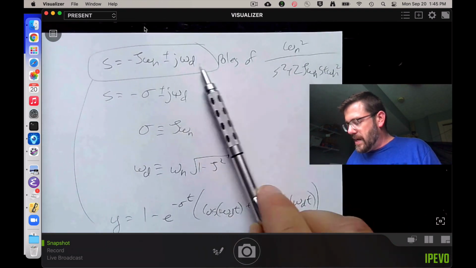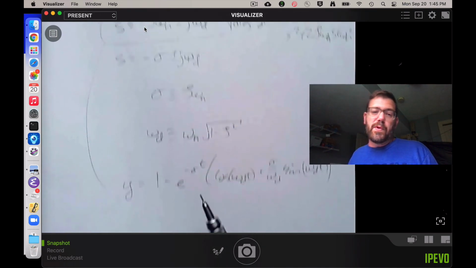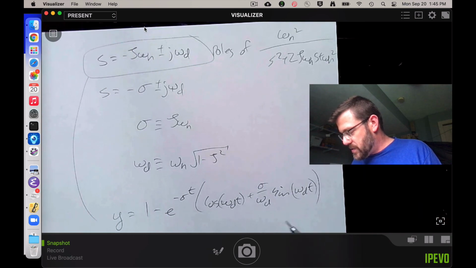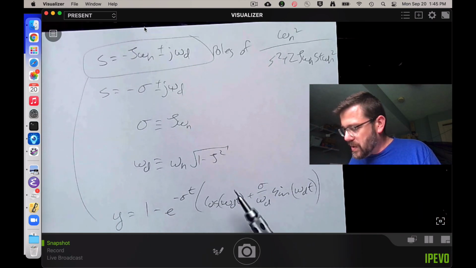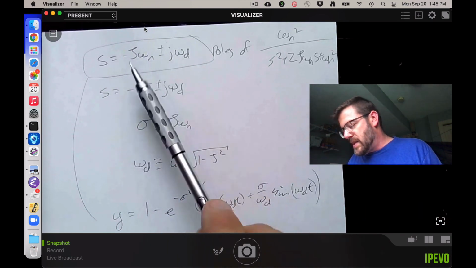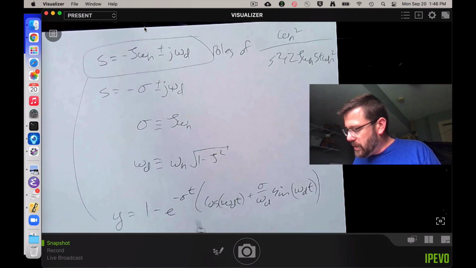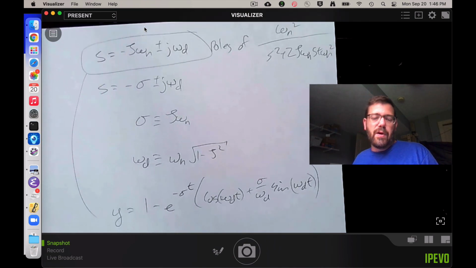How would the pole locations affect the step response? Or we're just trying to compare two systems. And if we know they have different pole locations, how do their step responses compare? It's going to ultimately boil down to, okay, how are zeta, omega n, and omega d different or similar between the two? And then plug those things in as appropriate. What happens?